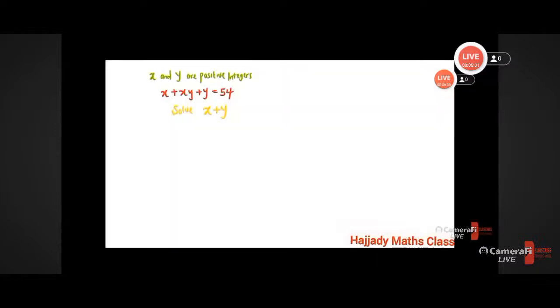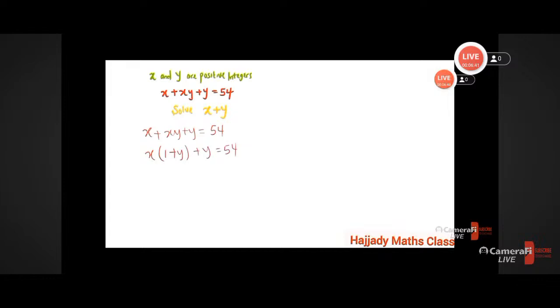Welcome to another math class. Today we shall be solving this math Olympiad question, and here we have that x plus xy plus y equals 54. So from here we should know that this can be written as x plus xy plus y equals 54, which is the given equation. Factorizing out here, we have x into bracket 1 plus y equals 54. And our intention is to find x plus y.